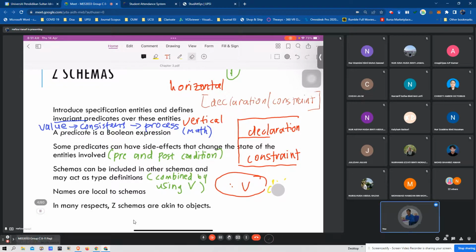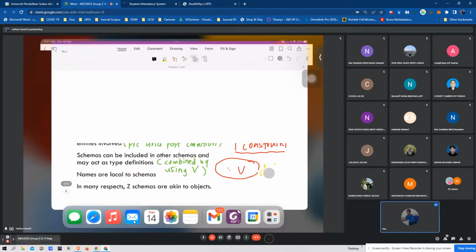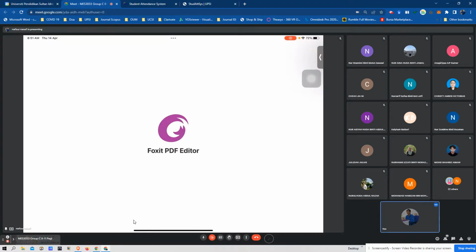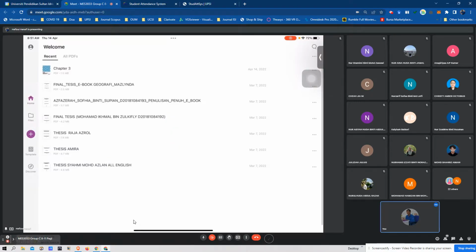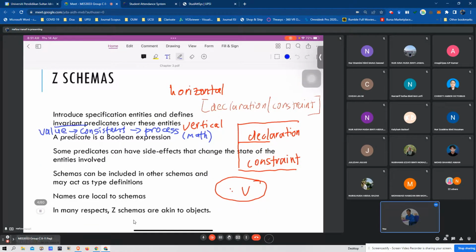Names are local to schema, and in many respects, Z schema are akin to objects because we want to reuse. We want to reuse. Sekejap, saya share balik. In many respects, they are akin to objects because we want to reuse.